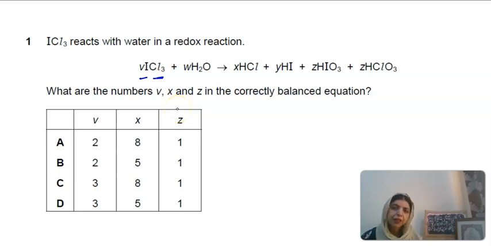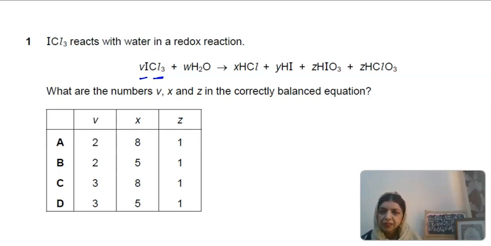Okay, this question is from 970111, May June 2025, and this is kind of a different question, so I would like to explain it. Now you have this equation, and you are very well familiar with it. These kinds of equations are balanced by the oxidation number method. But what is different in it?